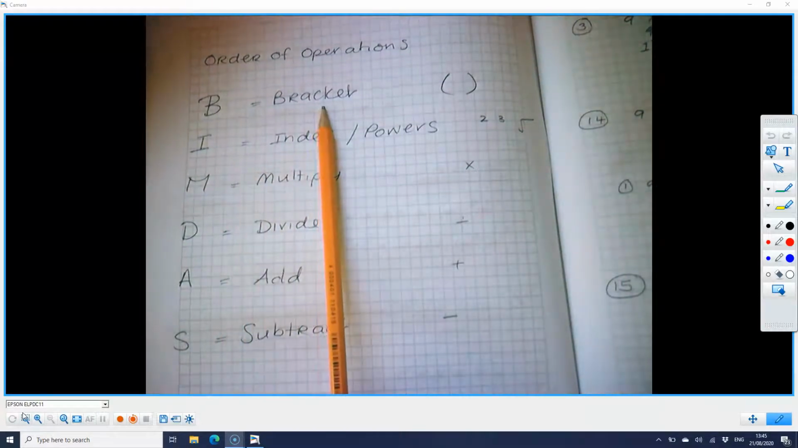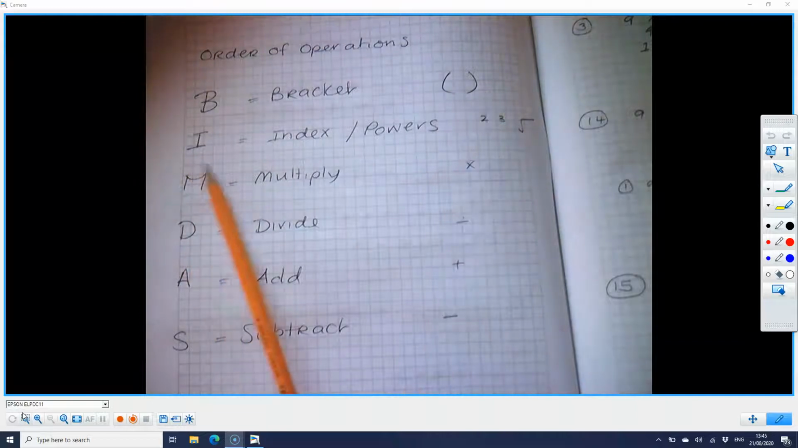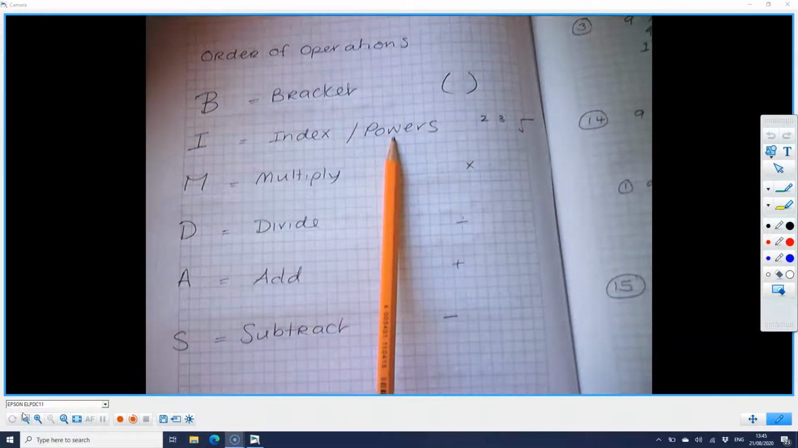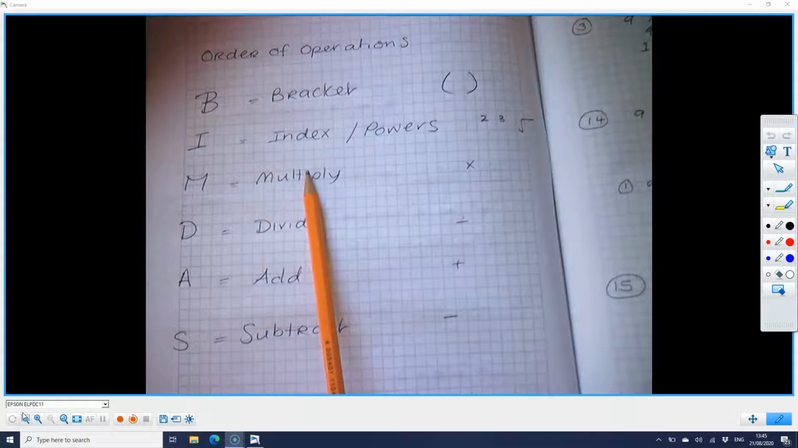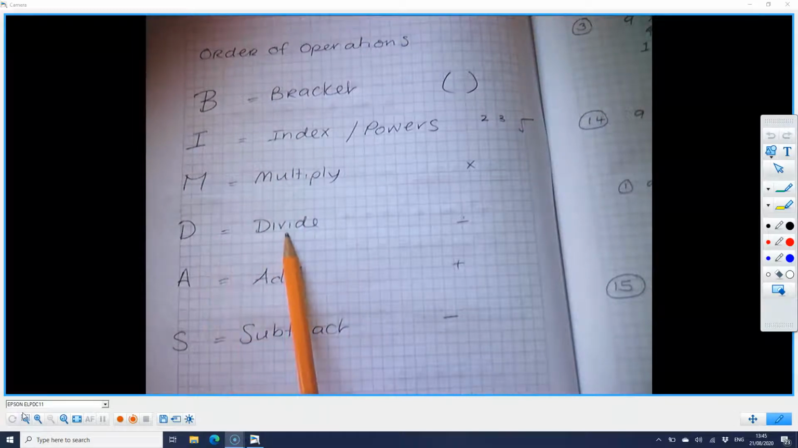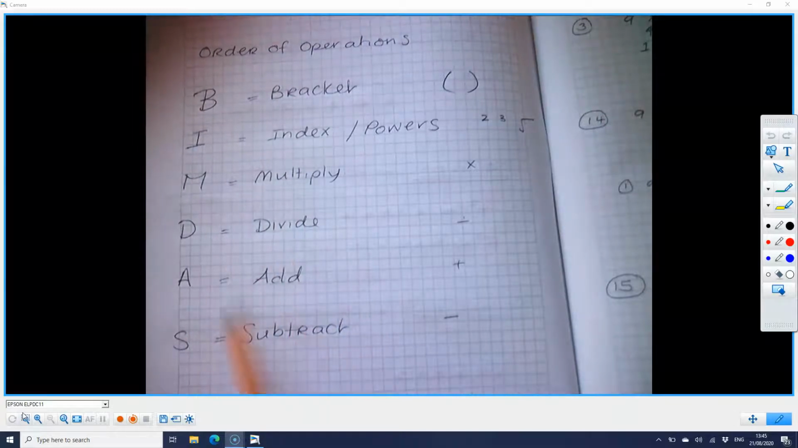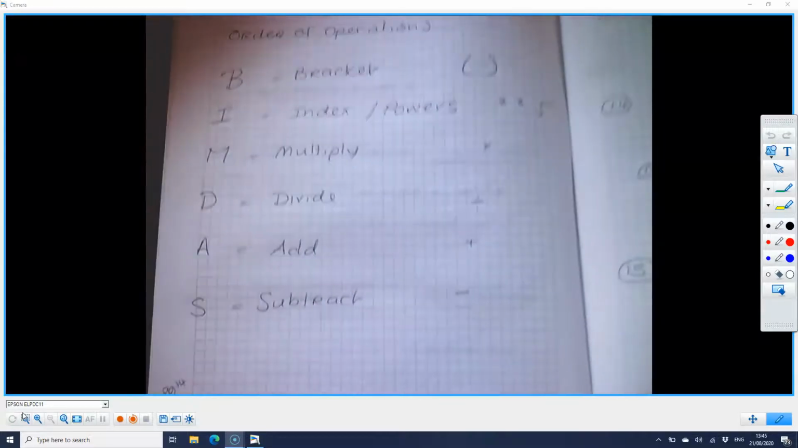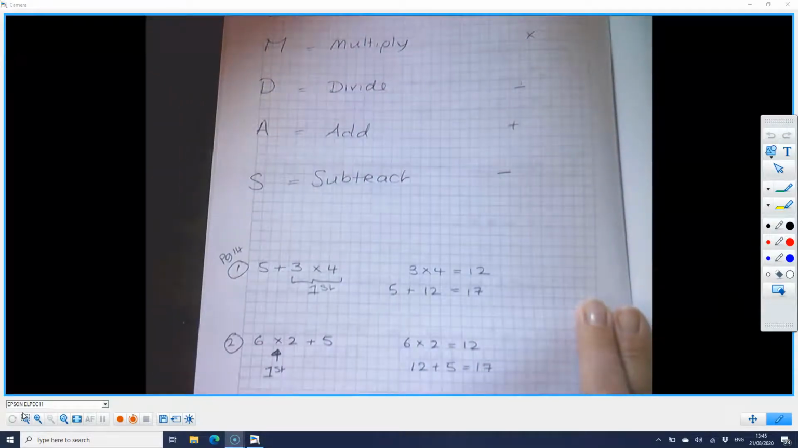B stands for brackets. I stands for indexes or powers. M stands for multiplication. D is division or dividing. A is adding, and S is subtracting. So when you get a math sum, you look at all the pluses and minuses and powery bits and brackets, and you have to do them in a certain order. So in your book, there's lots of examples, and we're going to go through them. So we start off nice and easy.